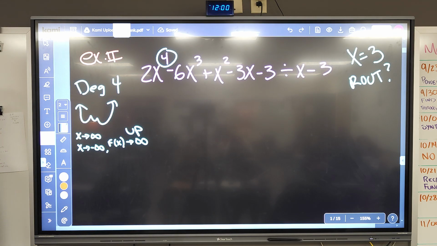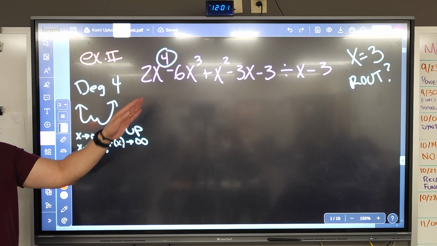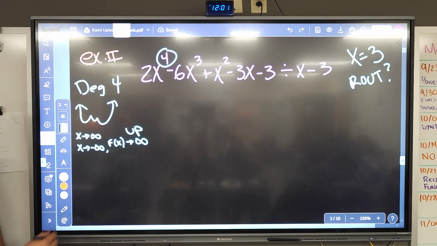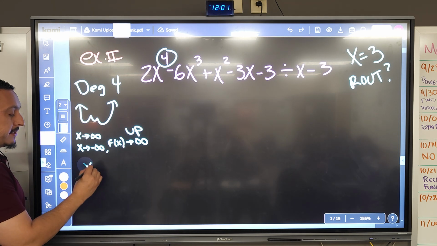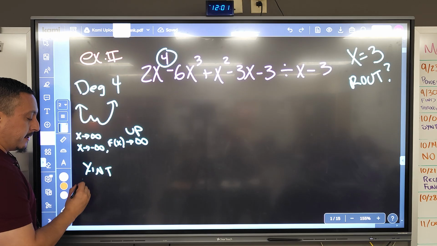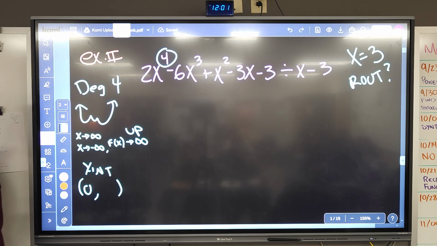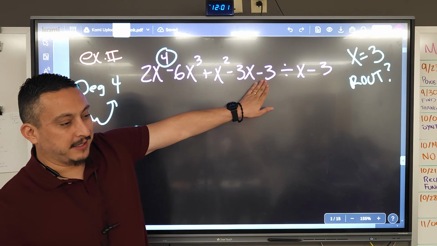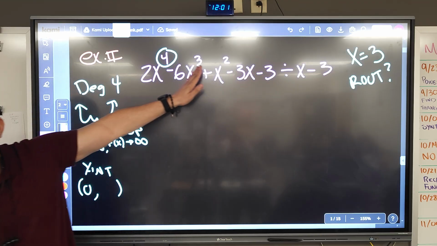Why don't you add it? Because that comes from factored form. Factored form is when you have all the parentheses. That's when you add them. If this is standard form, it's just the highest one. Very good question. And I also know my y-intercept. 0, what? -3. Not this -3, that -3, because all these would cancel to 0.